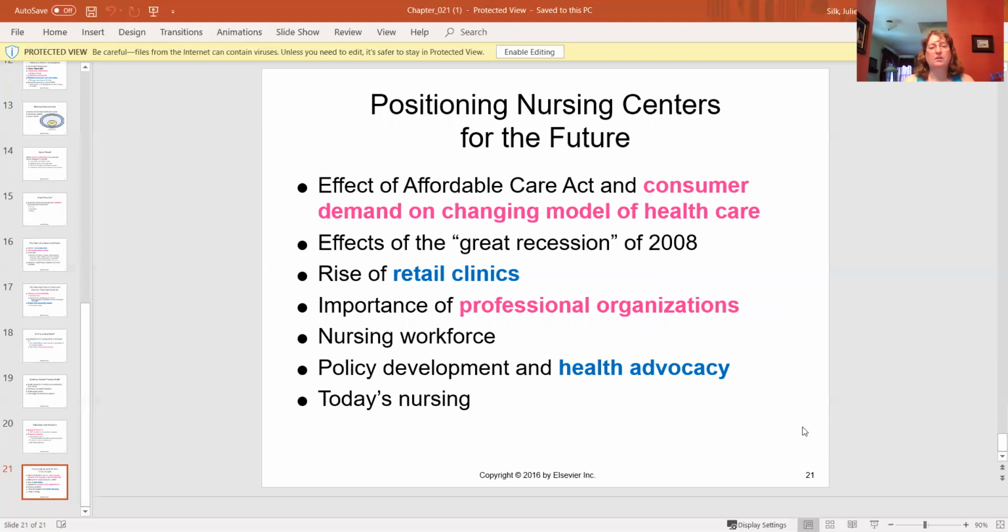Some of the other things it talks about are the effects of the Great Recession of 2008, the rise of retail clinics, the importance of professional organizations, the nursing workforce, policy development, and health advocacy in today's nursing. When it mentions the rise of retail clinics, that's like your Bennett clinics, and CVS or some of these other pharmacy places where they actually have a clinic where you can come in and get seen for certain things. So all of this positions nursing centers for the future, definitely.